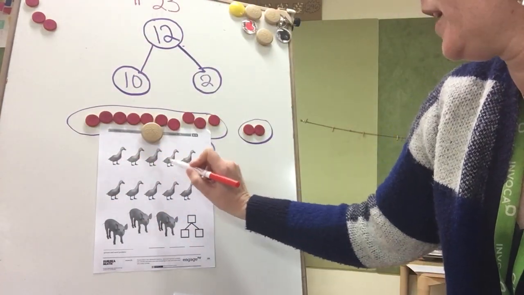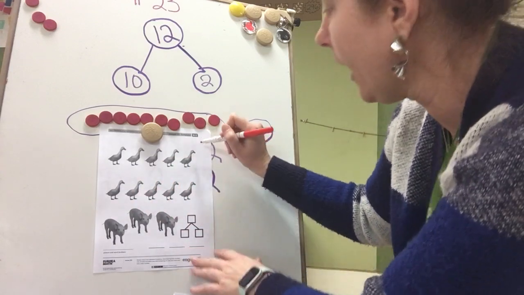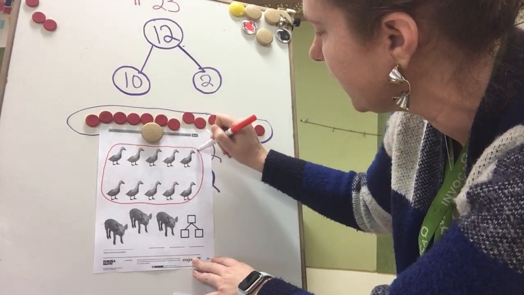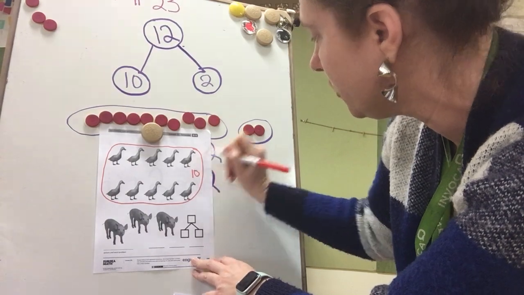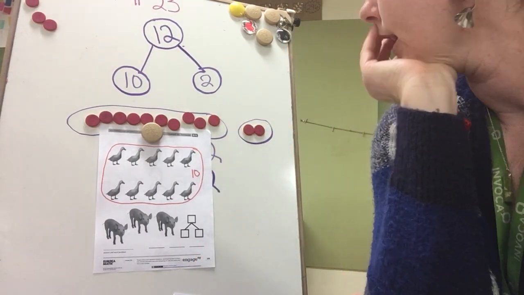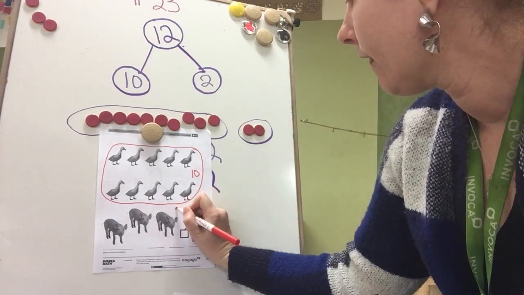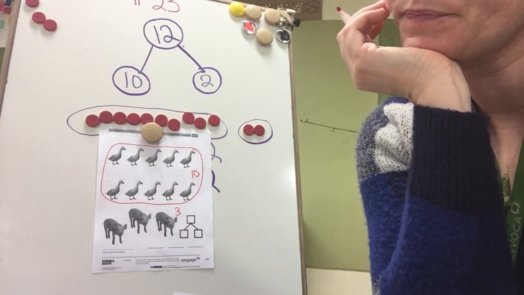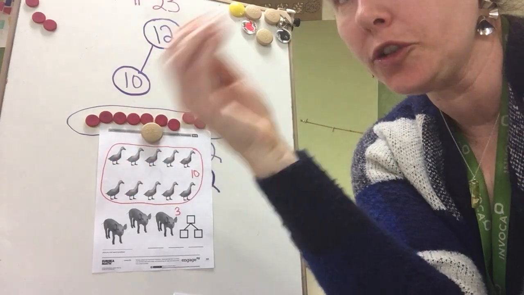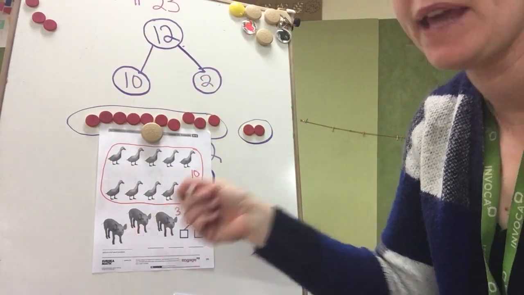1, 2, 3, 4, 5, 6, 7, 8, 9, 10. So I'm going to circle this just like I circled my 10 dots. And I'm even going to write 10 here, just in case I forget. So there are 10 geese, and let's see how many pigs there are. 1, 2, 3. 3 pigs. It's easy to see the parts here, right? Because there's 2 different animals. It makes it really clear, geese versus pigs.